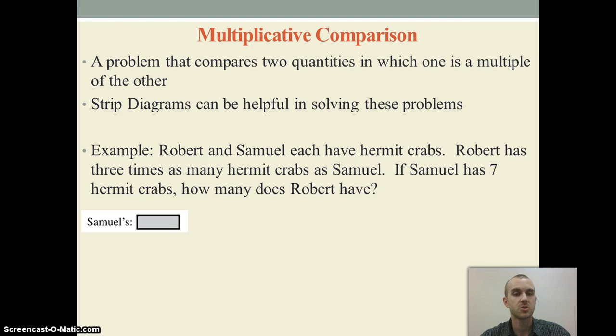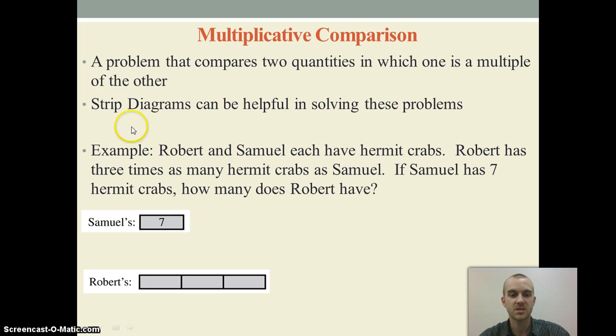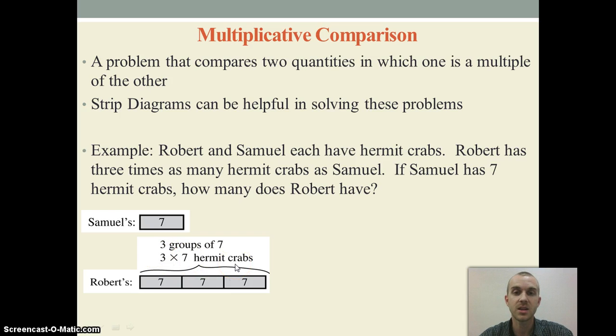Let's start with a strip that represents how many Samuel has. If Robert has 3 times as many, that means he has to have 3 strips. Now let's put in the amount that we know. Samuel has 7. That means that each of Robert's strips has to be 7. If I do 3 groups of 7 hermit crabs, I would end up with 21.